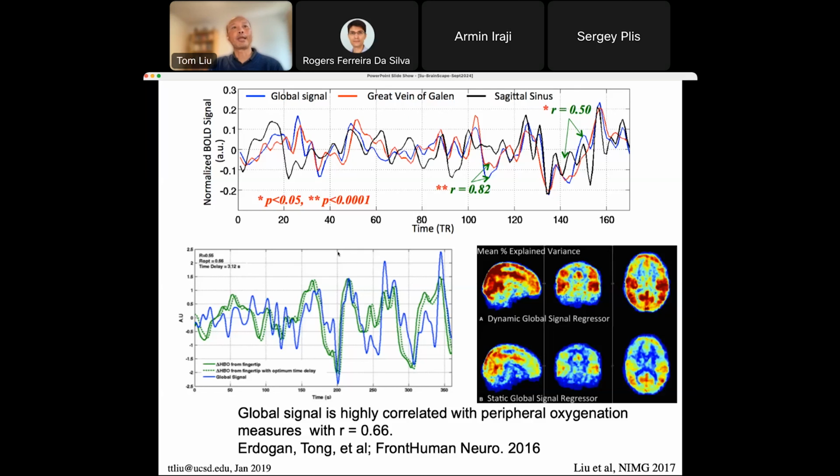This is showing the global signal here in blue from a paper by Erdogan and Tong and others. And here in green are measures of oxyhemoglobin measured at the fingertip. So even if you take measurements of oxygenation at the fingertip, I think they even did this at the toe, you will see signatures of the global signal. So really, this is even more global than the brain.